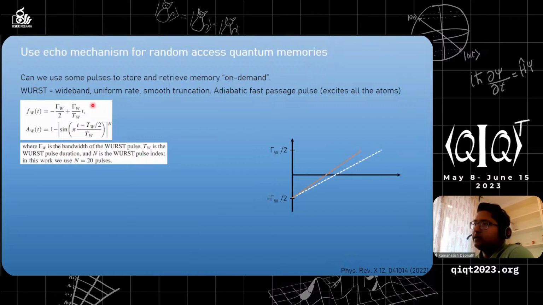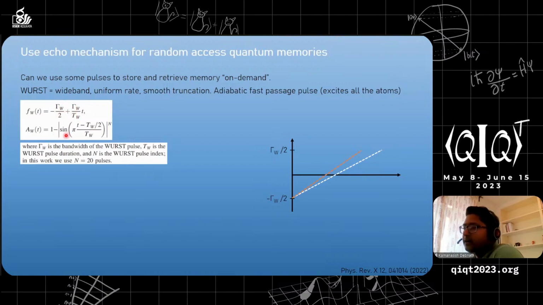So these are the parameters for the WURST pulse, which is wide band, uniform rate, smooth truncation. I don't know why it is called WURST, but okay. This is the frequency, how the frequency is changed, and this is how you modify the amplitude. Gamma W is the bandwidth of the WURST pulse, and TW is the WURST pulse duration. At t equal to 0, the frequency is minus capital gamma by 2, which is the frequency you start at. At the final time TW, at the end of the pulse, TW gets cancelled, so it becomes plus gamma by 2.